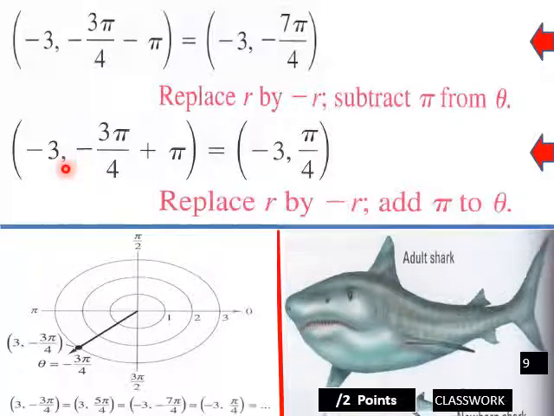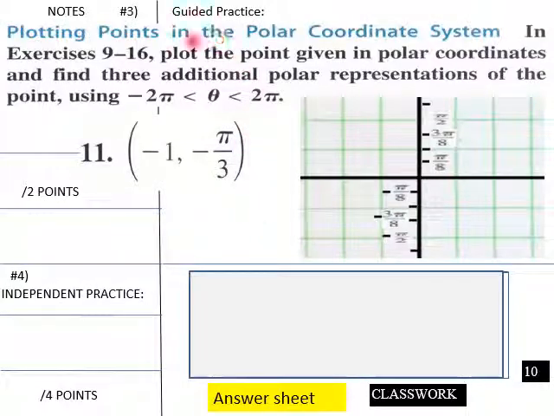And then (−3, −3π/4 + π) equals (−3, π/4). Replace r by −r, and then add π to θ. And that will give you the same position there as well. So plot the point given in polar coordinates, and then find 3 additional ones. This is yours here, students. Find your 3 additional ones using this parameter here, −2π < θ < 2π.